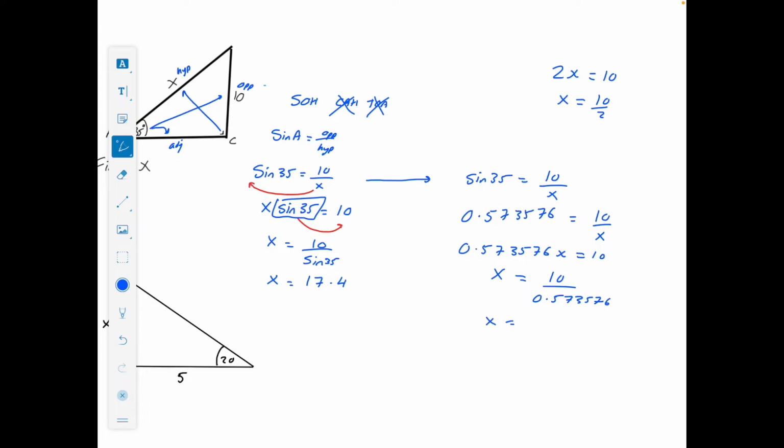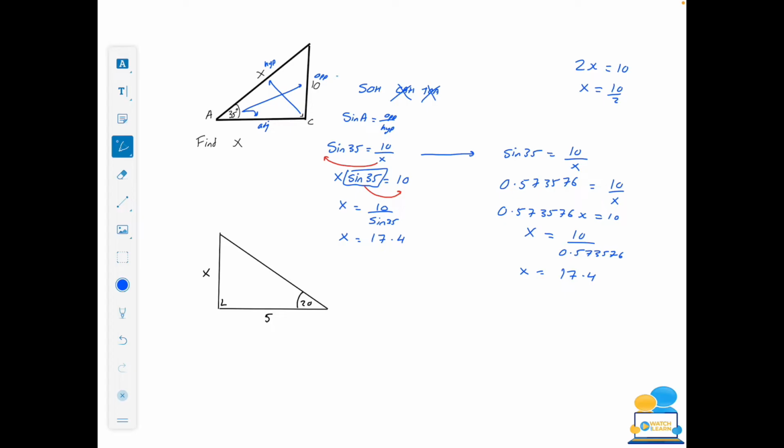0.573576. And we get out 17.4 again. Okay, so they're exactly the same method. One, you put the sine into your calculator earlier, one you leave that till later. Whichever you prefer, you get out the same answer. Just for going forward, maybe into Leaving Cert, if you can follow this, it's a little bit more accurate when you get to Leaving Cert, but for Junior Cert, either method there would be fine.